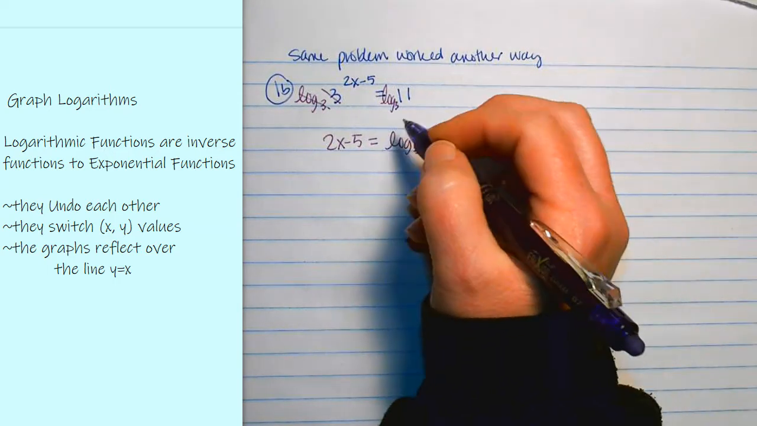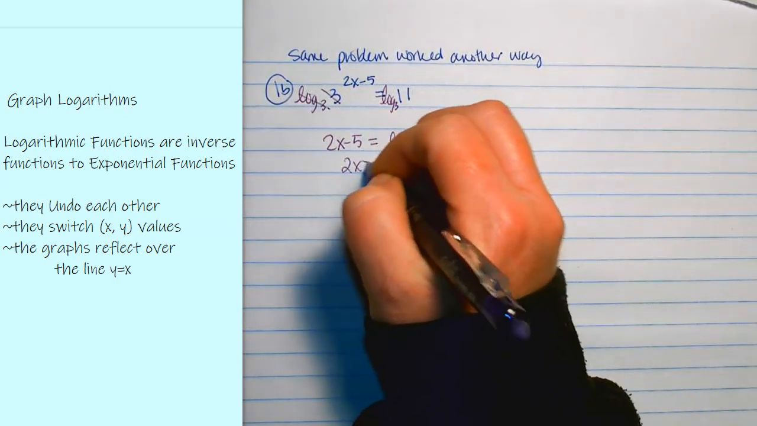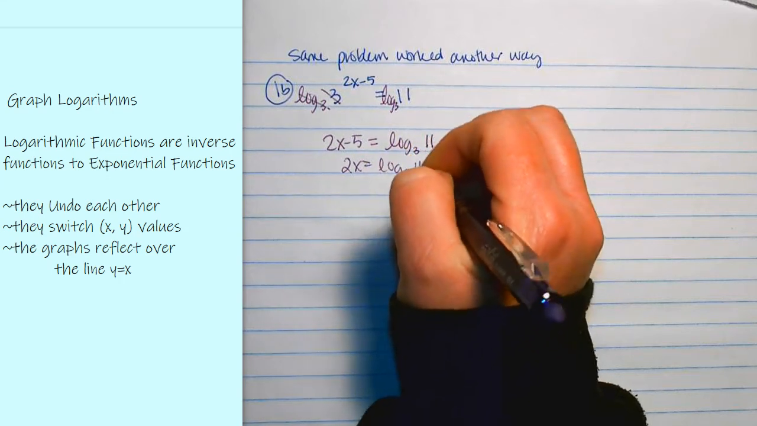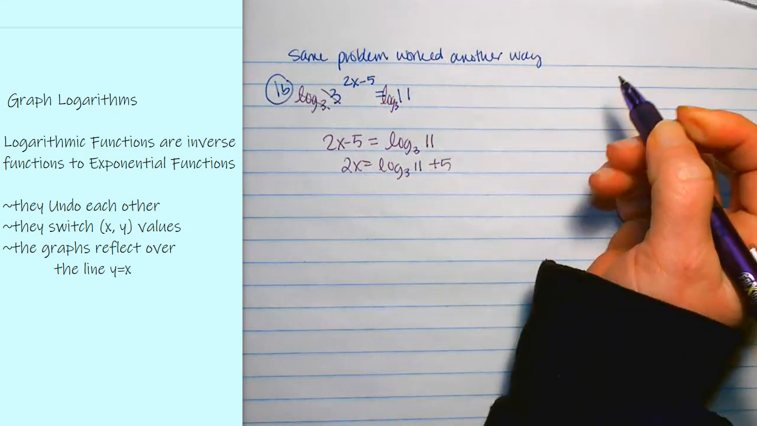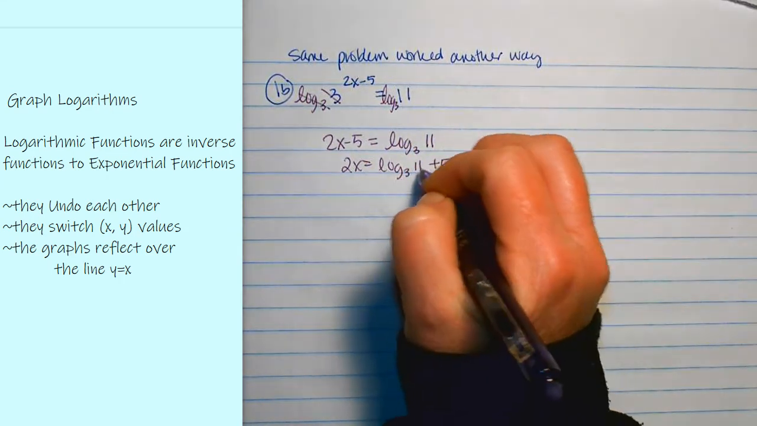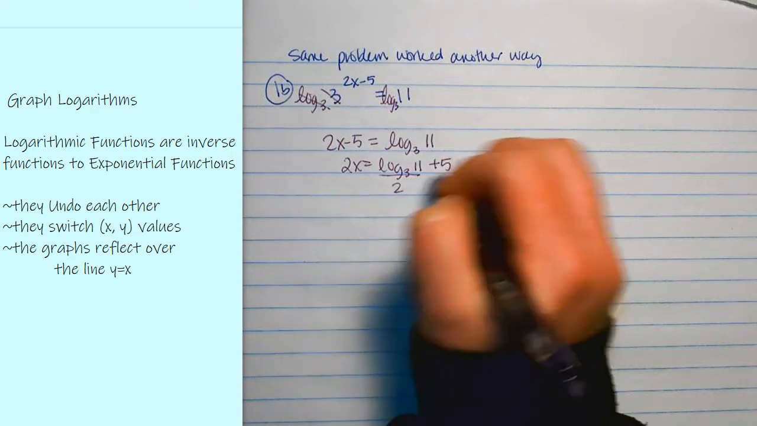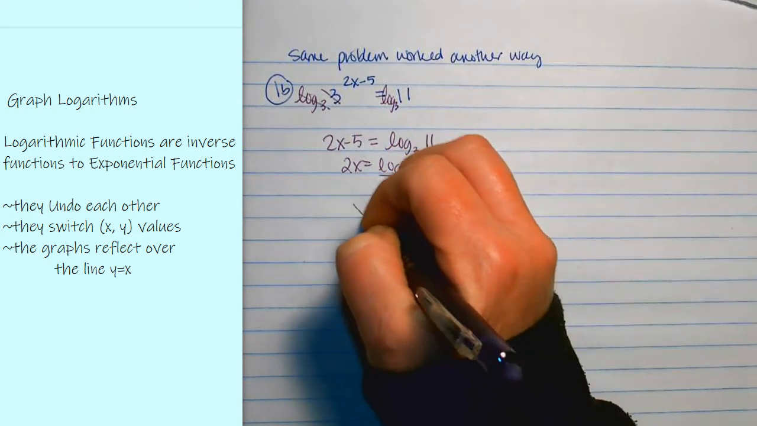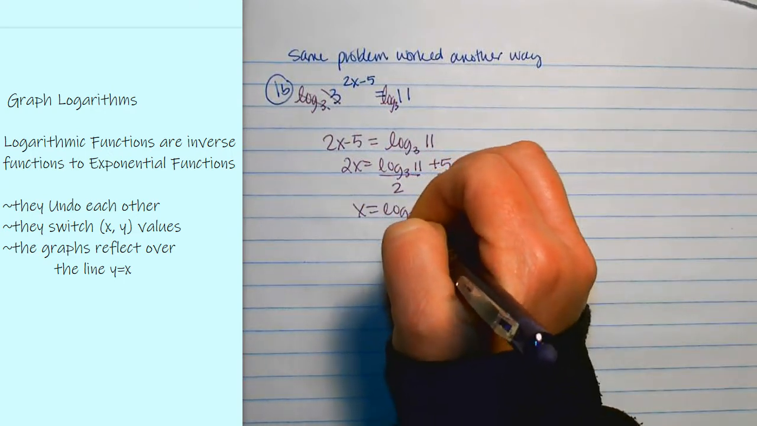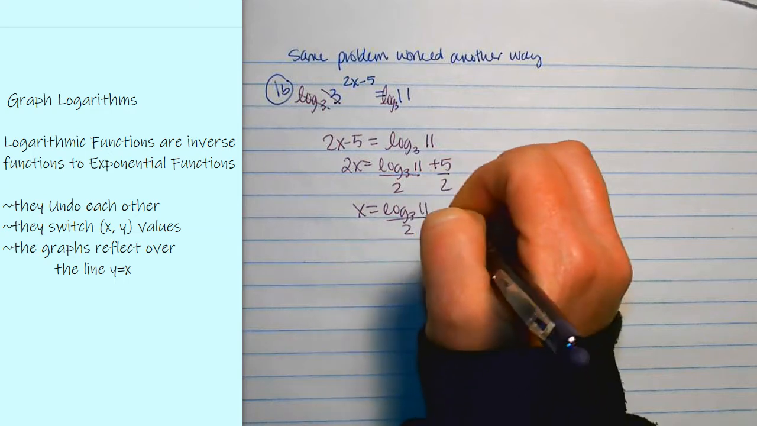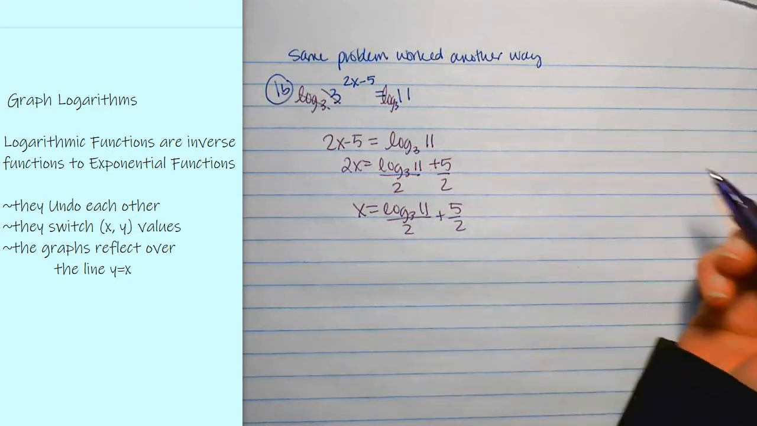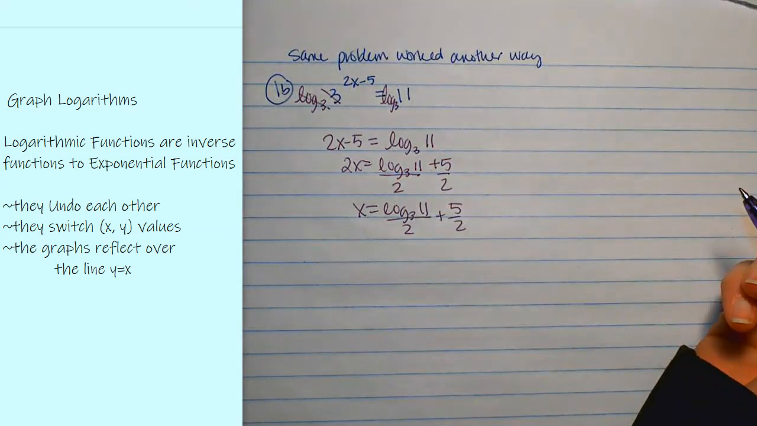Now we can add 5 to both sides. We have 2x equals log base 3 of 11 plus 5. Divide everything by 2. I'm going to divide this one by 2 and this one by 2. So x equals log base 3 of 11 over 2 plus 5 halves. Now, does this equal what I had before?